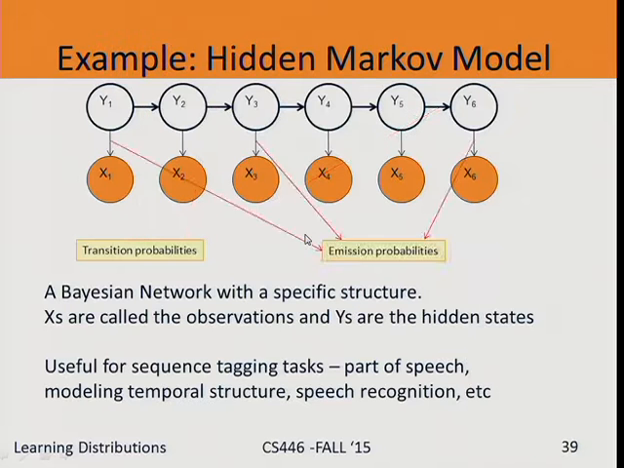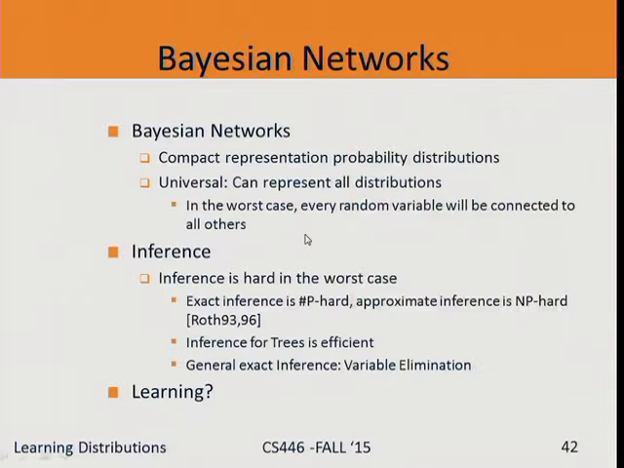But anyhow, we are talking about BaseNet. This is certainly the most important representation. We talked about what it means, how you read the assumptions from the network, and we talked a little bit about inference. It's hard in the worst case. In fact, even approximate inference is hard in the worst case. There's a lot of work on both these questions, but all you need to know is that you can do inference.